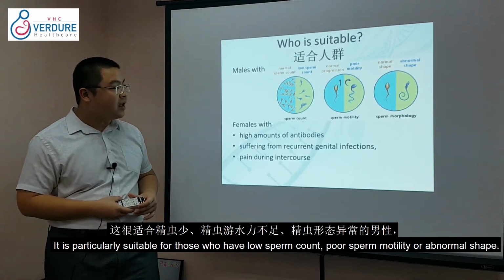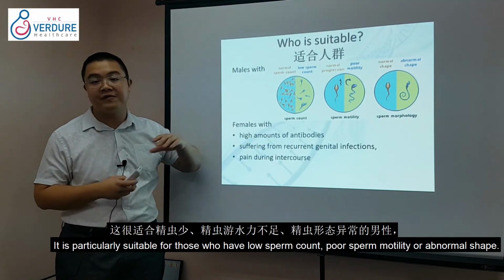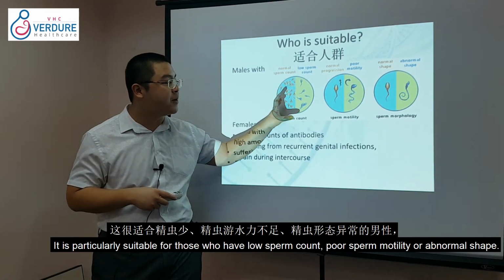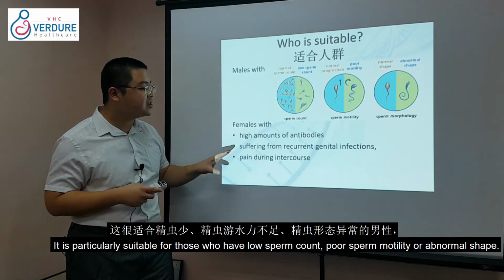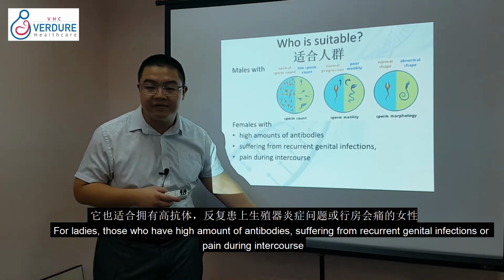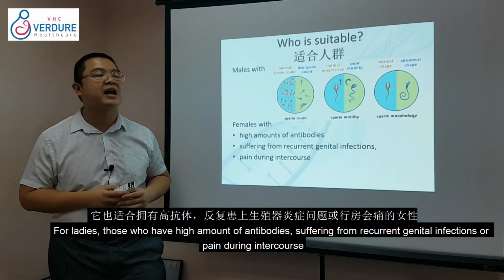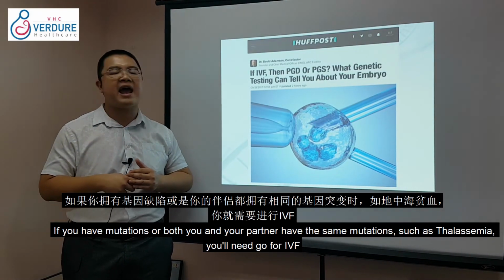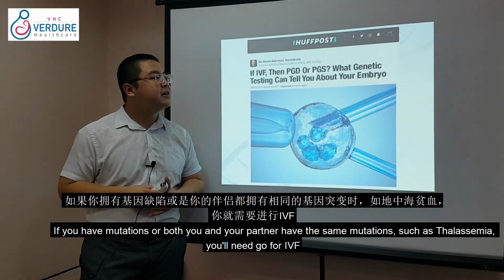But okay, so anyway, this particular package, the home artificial insemination IUI, is very suitable for males with low sperm count, poor sperm movements, or even abnormal shape. And for ladies, if you have high amounts of antibodies or suffer from recurrent genital infections or even pain during intercourse, then this is a shortcut for you.